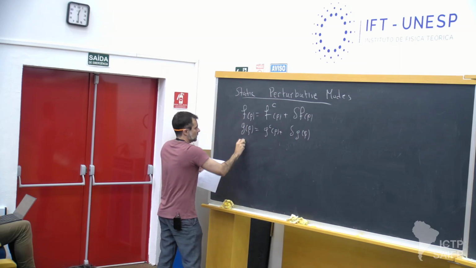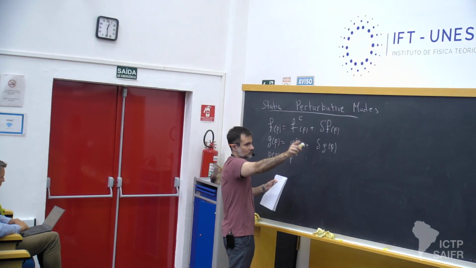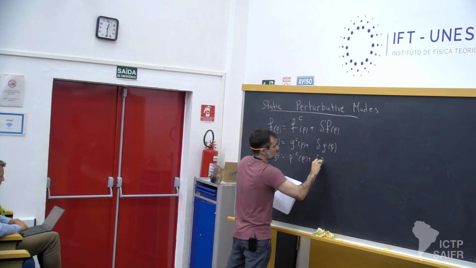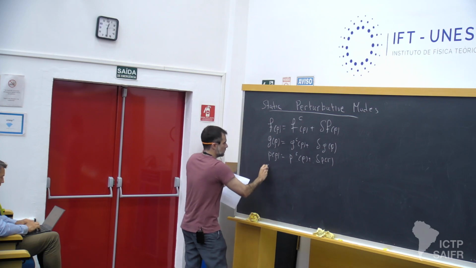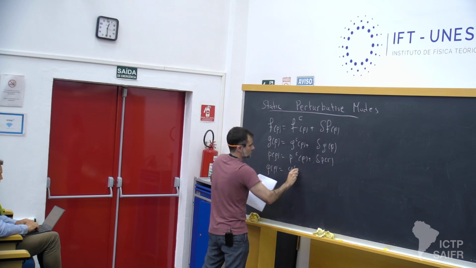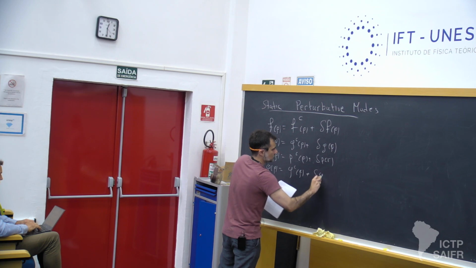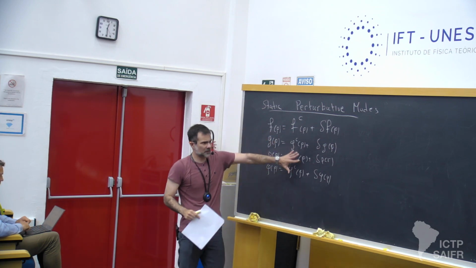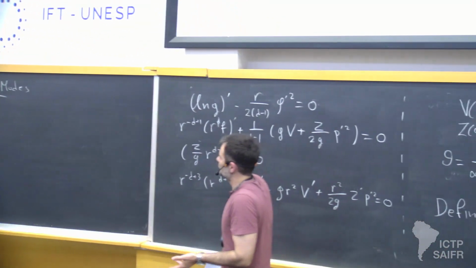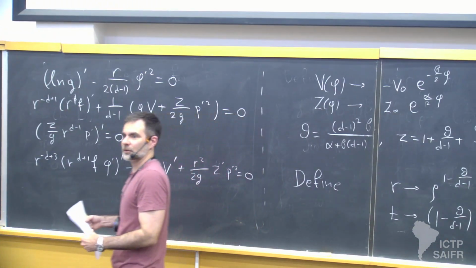I want to play the same game with P, the background solution, which is basically that. And the same thing for phi. So you plug this thing in these equations of motion, you expand in delta phi, delta f, delta g, delta p, delta phi, and you're trying to find solutions for these functions.